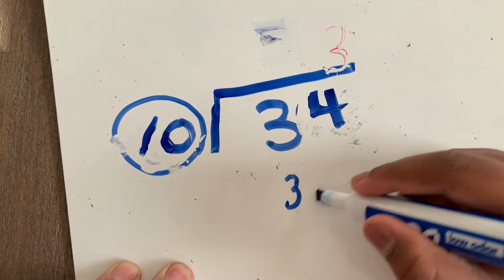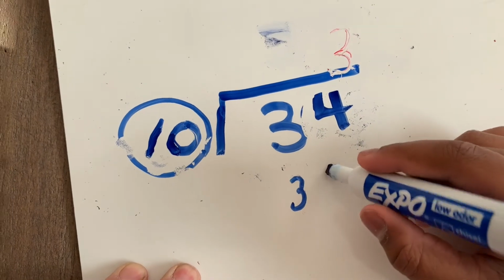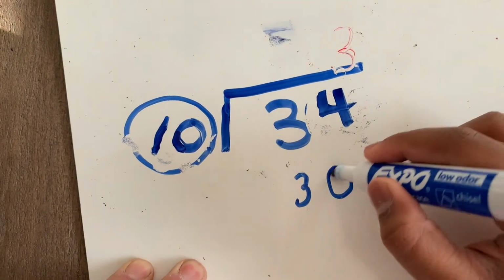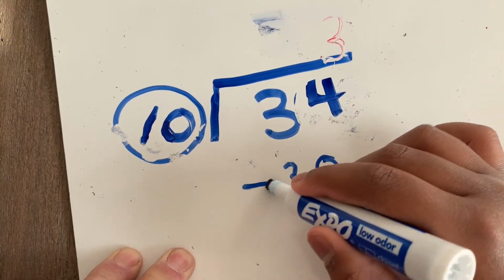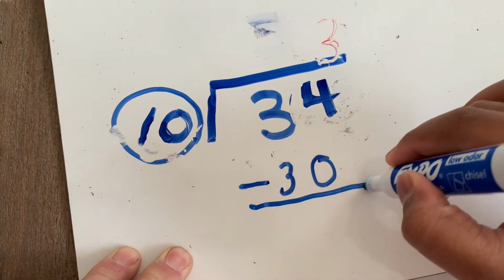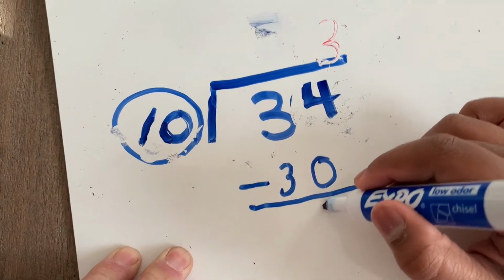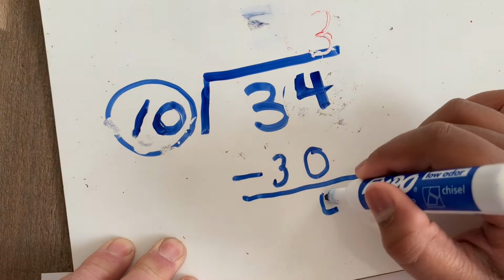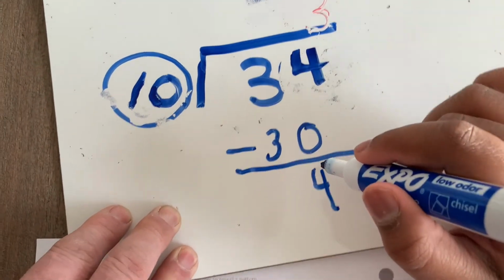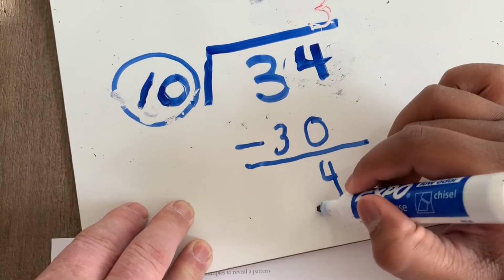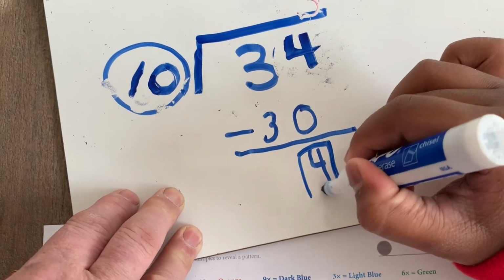Okay, 30, and then... Write 30. Subtract what's left. What is left is 4. Okay. Put a box around it, right? Because that still has to get divided up.